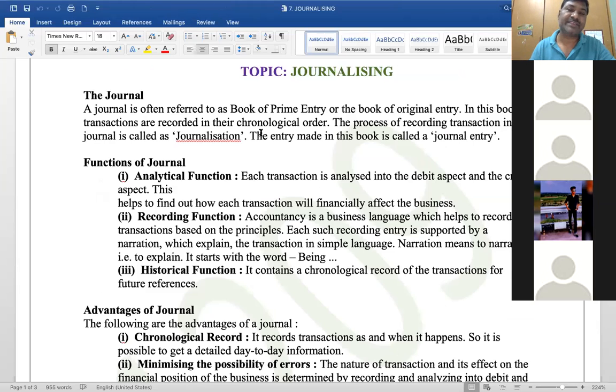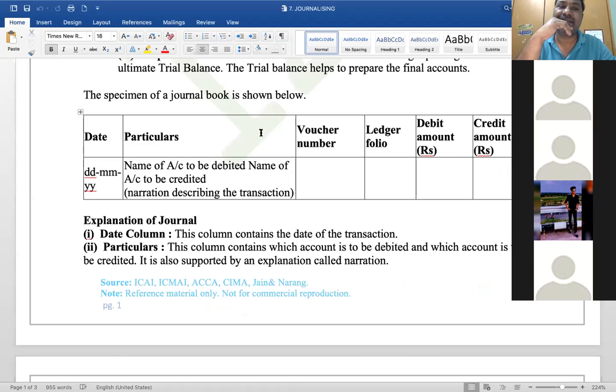And this book has a format. This is the format. The first column belongs to the date, second column, particulars, the details. Third column, generally it is not recorded.